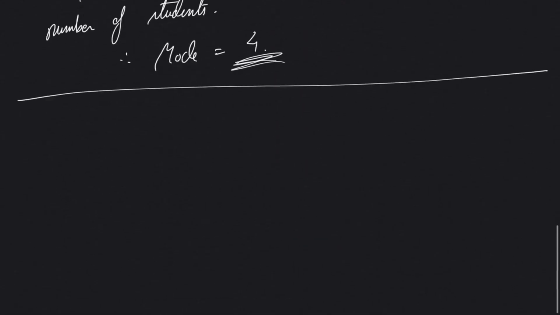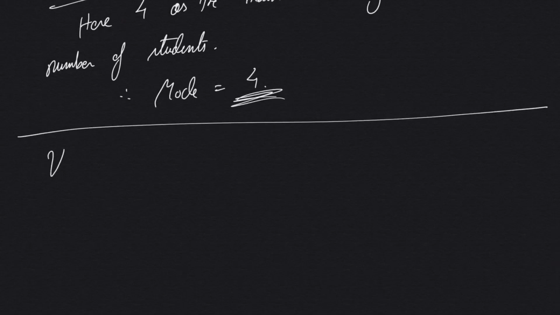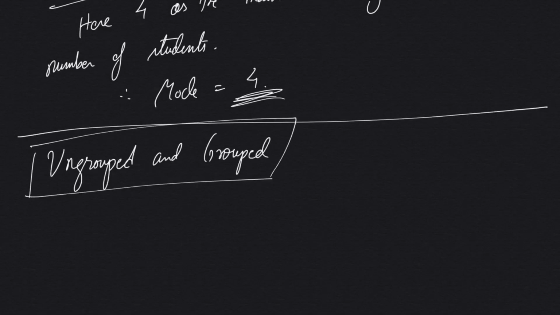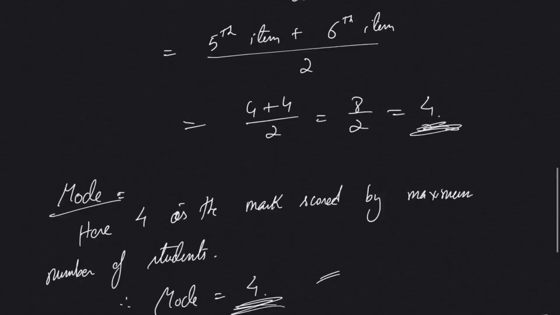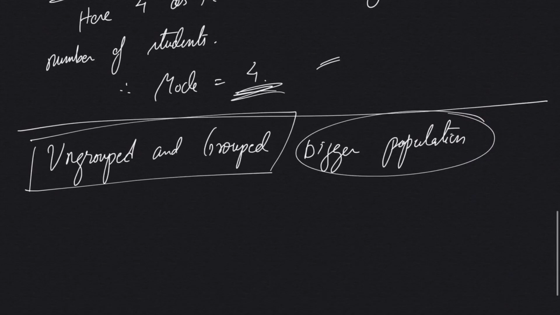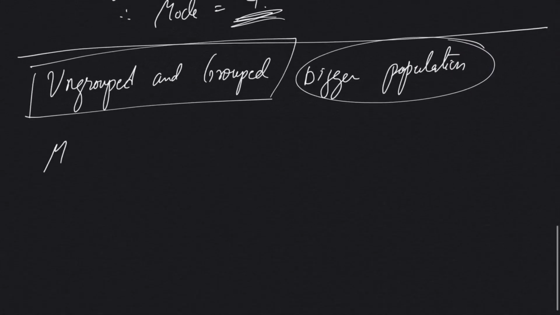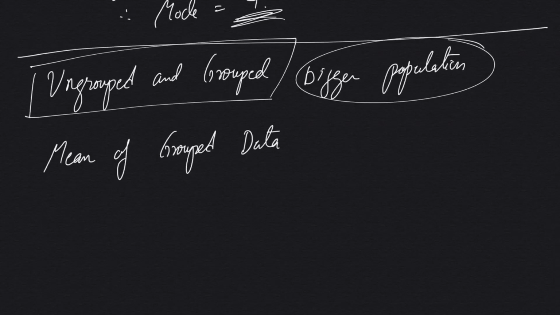Now in class 10 we will move on to ungrouped and grouped data, that is for maybe a bigger population. Because in the previous example we did the marks of 10 students, which means it's a small population. So now we'll move on to a bigger population for all three terms, that is the mean, median and mode. First up, we will study the mean of grouped data. How do we find out the mean of grouped data? That we will find out.